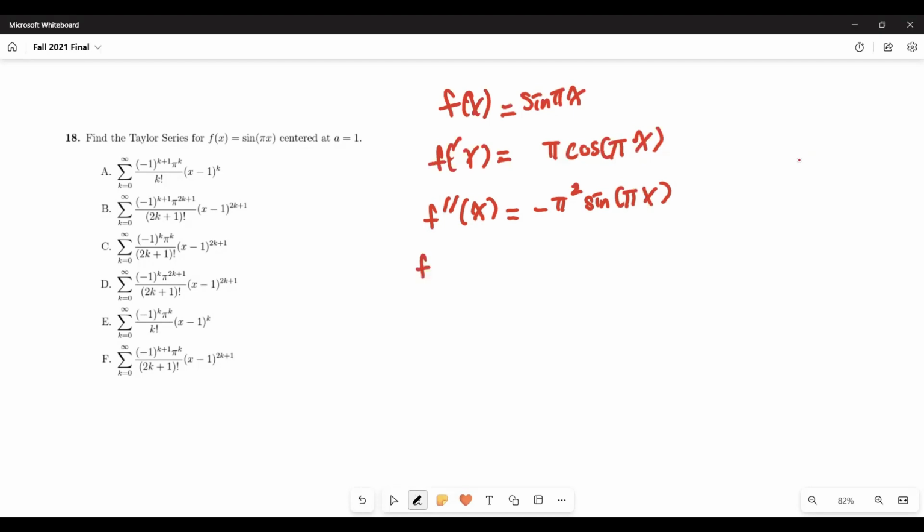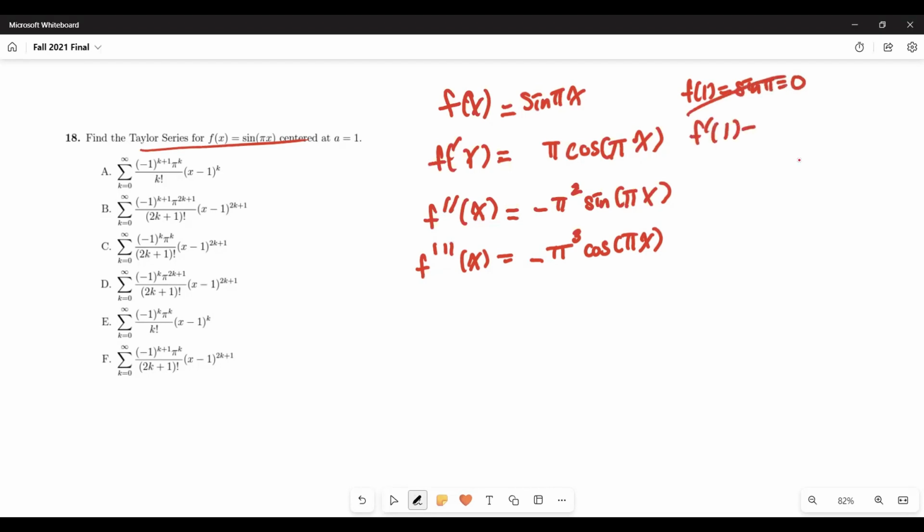And then I'm going to find a triple prime as well. f triple prime of x is equal to negative pi cubed, not sine, cosine of pi x. Okay, now let's write the Taylor series form. So it's centered at a equals 1. So f of 1 is sine of pi, which is 0, so that goes away. So f prime of 1 becomes pi cosine of pi, which is negative 1 times pi, so negative pi.